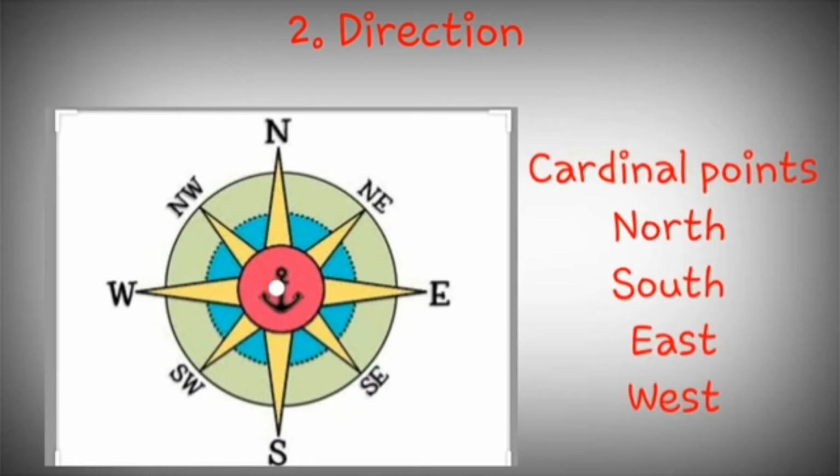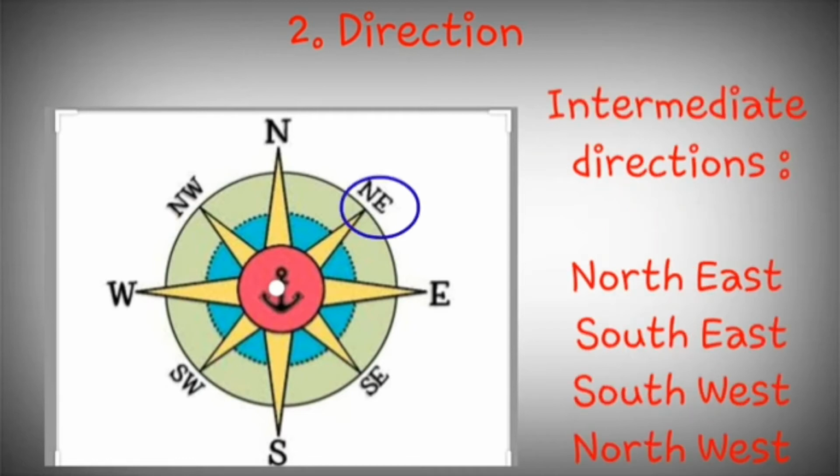There are 4 major directions: north, south, east and west. They are called cardinal points. Other 4 intermediate directions are northeast, NE, southeast, SE, southwest, SW and northwest, NW. We can locate any place more accurately with the help of these intermediate directions.